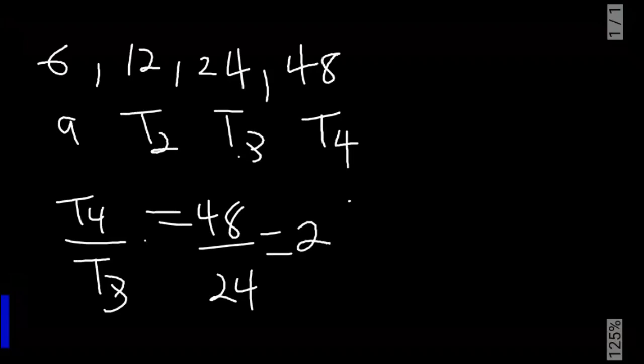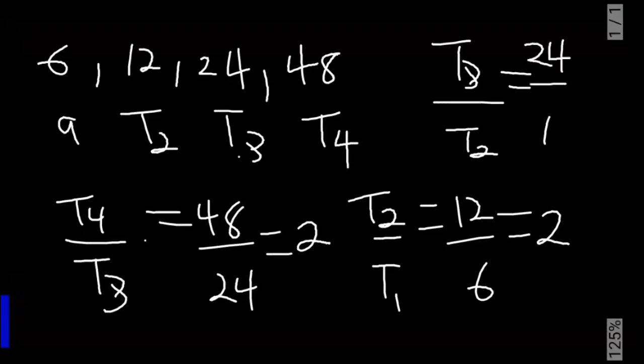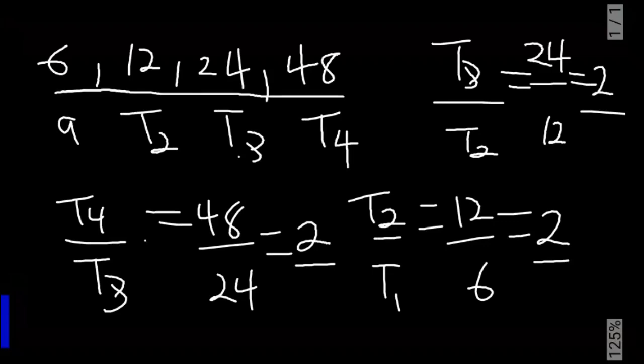Let's pick the second term and the first term: we have 12 over 6. The ratio is 2. Let's pick the third term and the second term: we have 24 and 12. Their ratio is also 2. So we see that it is a constant throughout. So this sequence here is a geometrical progression.